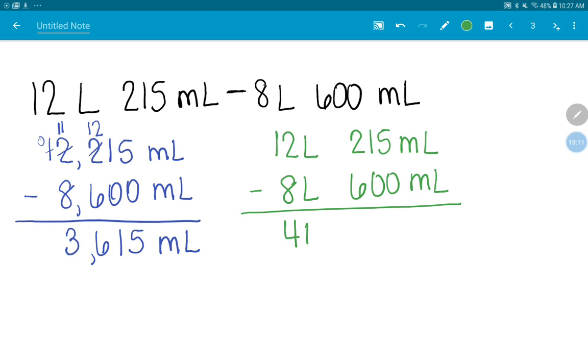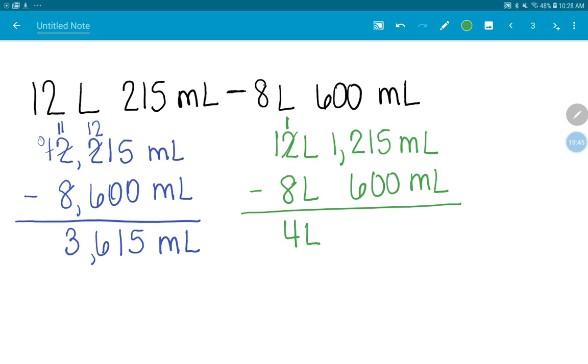And the 600, you cannot take 600 from 215. Okay, so you had to take one of your liters and make it into milliliters. So when you did that, you had 1,215 milliliters. So we're saying that 11 liters, 1,215 milliliters, is the same amount as 12 liters, 215 milliliters. Do you agree with that? Yeah, those are the same amounts. They're just expressed differently, aren't they?